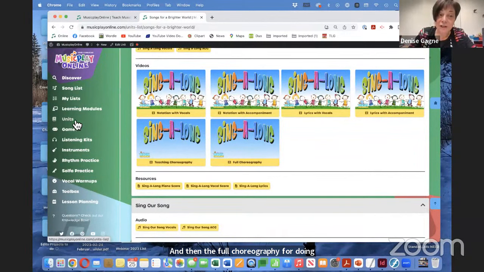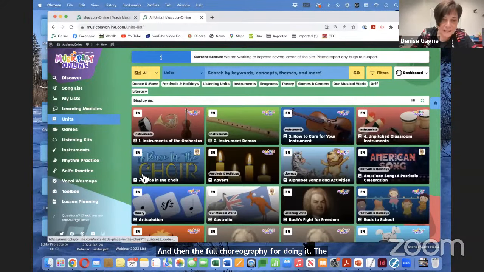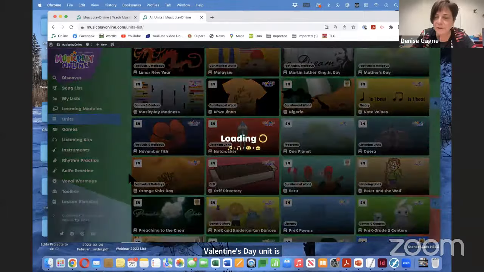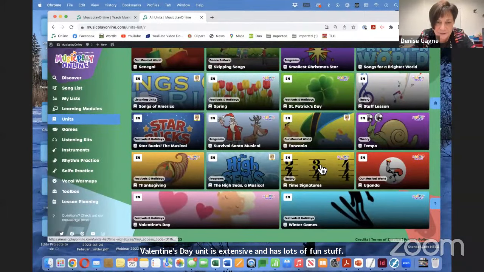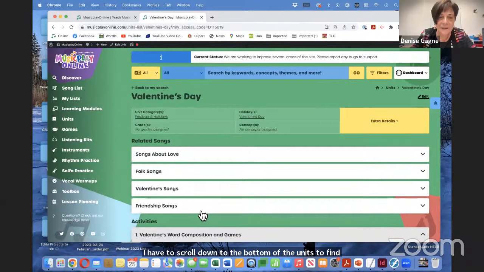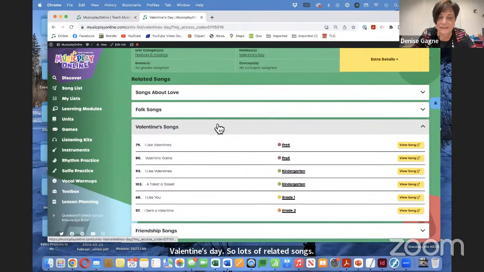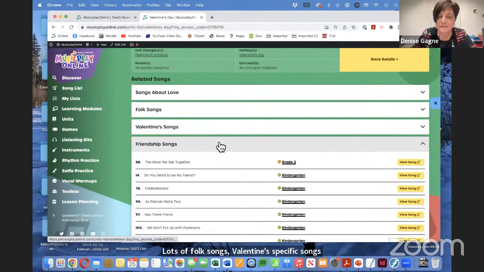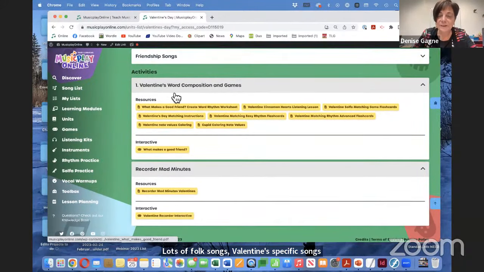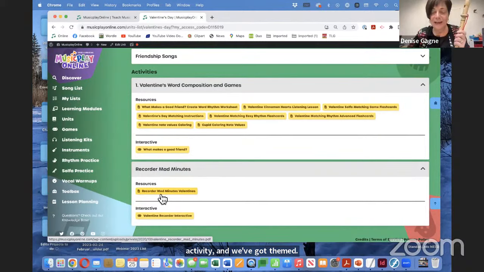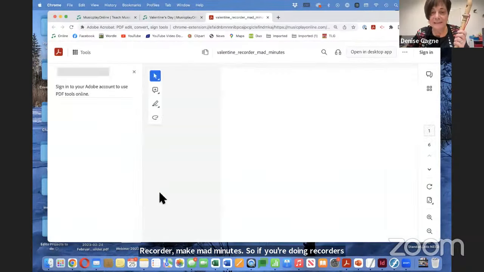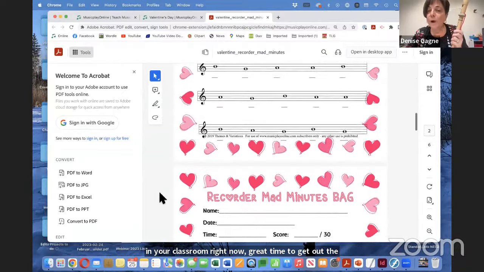The Valentine's Day unit is extensive and has lots of fun stuff. I have to scroll down to the bottom of the units to find the V, T-U-V, Valentine's Day. So lots of related songs, lots of folk songs, Valentine-specific songs, friendship songs. And then there's a composition activity, and we've got themed recorder mad minutes. So if you're doing recorders in your classroom right now, great time to get out the mad minutes and try them. So why use mad minutes?